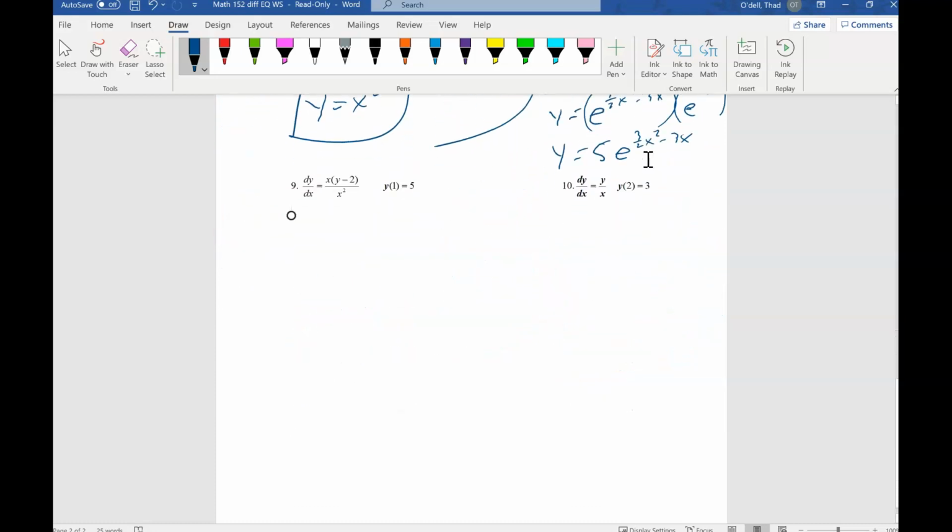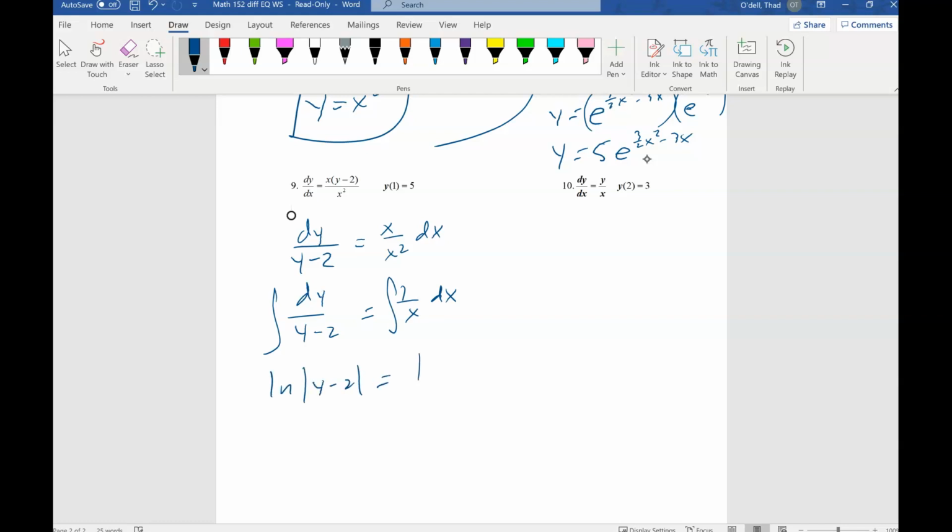Okay, 2 more problems here. We're going to separate variables once again. When I separate variables, I get dy over y minus 2, and over here, I get x over x squared dx. So before I integrate, I'm going to rewrite that as 1 over x dx. And so when I integrate both sides, I get natural log of y minus 2 is equal to the natural log of x plus c.